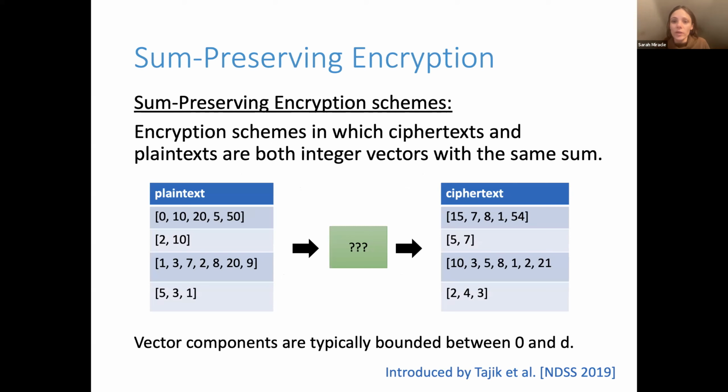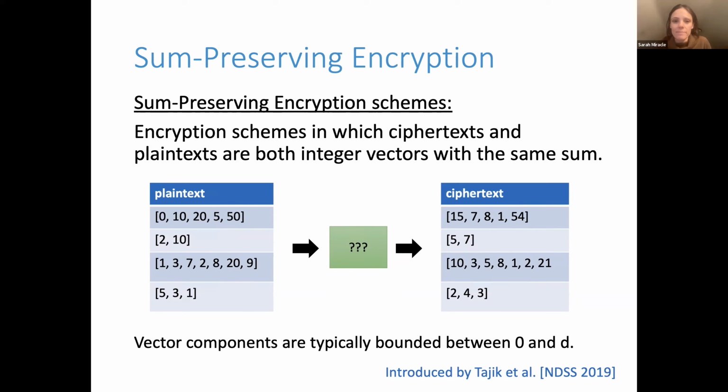The idea is we're going to create an encryption scheme where the ciphertext and plaintext are both going to be integer vectors, and they're going to have the same sum. So if we sum up all the points in the vector for the plaintext and the ciphertext, they're both going to have the same sum. In addition, each of the components of the vector are typically going to be bounded between 0 and some maximum of d. And this problem was introduced by Tajik et al.